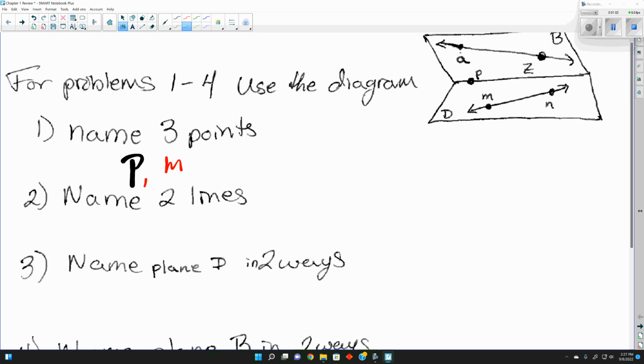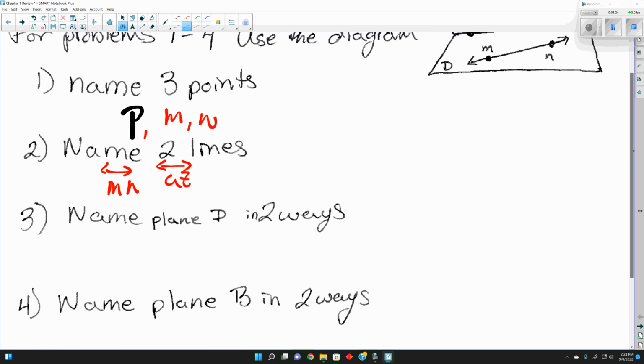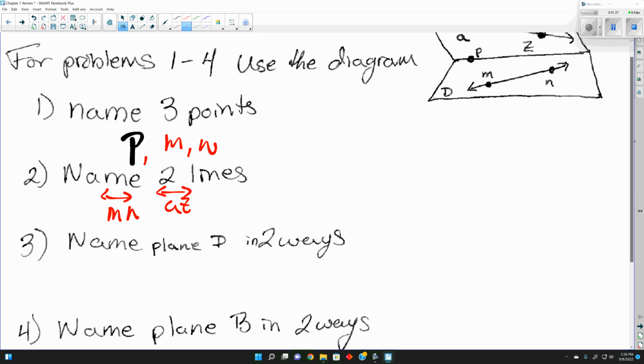So P, M, N are examples. Two lines: M, N, or A, Z, or Z, A, or N, M. Any of these here, but again, when we name a line, we have to have the two arrows with the line above it. Name plane D. Plane M, N, P. There's just one, or P and M, anything with 3 letters.